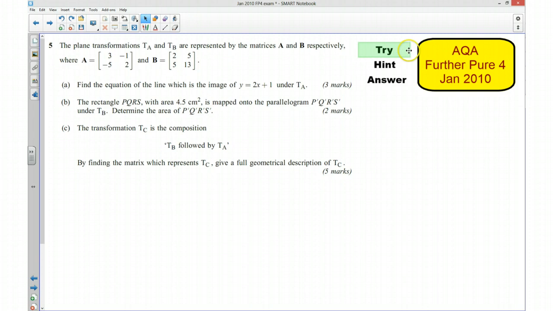Okay, in the next part of the video I'm going to give you a hint for the answer of the question. So we've got 2 transformations A and B, and we need to find the equation of the line, which is the image of y is equal to 2x plus 1 under the transformation A. So I'm looking for a point that I transform by A.